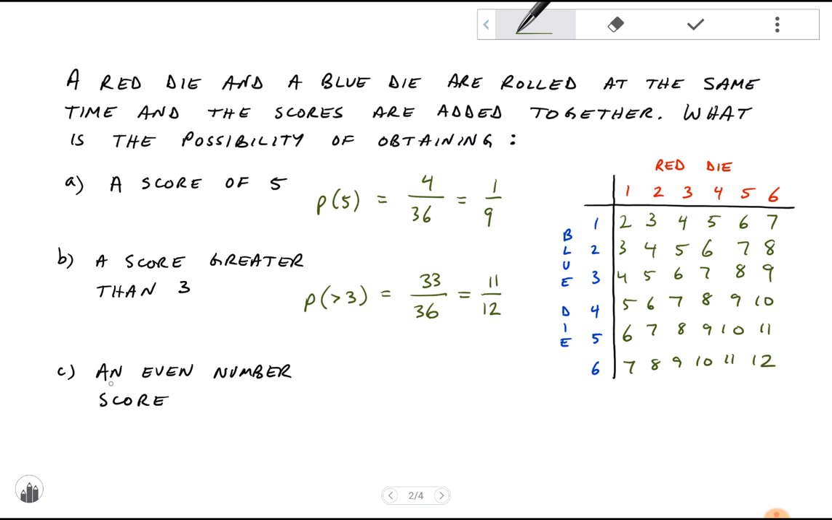What is the probability of obtaining an even number score? All right, so we'll probably have to go through here and count these all. So we got 1, 2, 3, 4, 5, 6, 7, 8, 9, 10, 11, 12, 13, 14, 15, 16, 17, 18 of those scores. So the probability of it being even is 18 of those 36 scores, and that is 1 over 2.